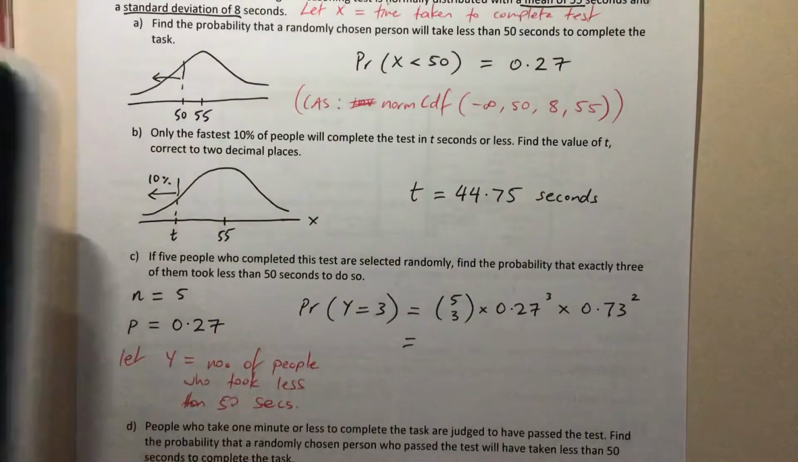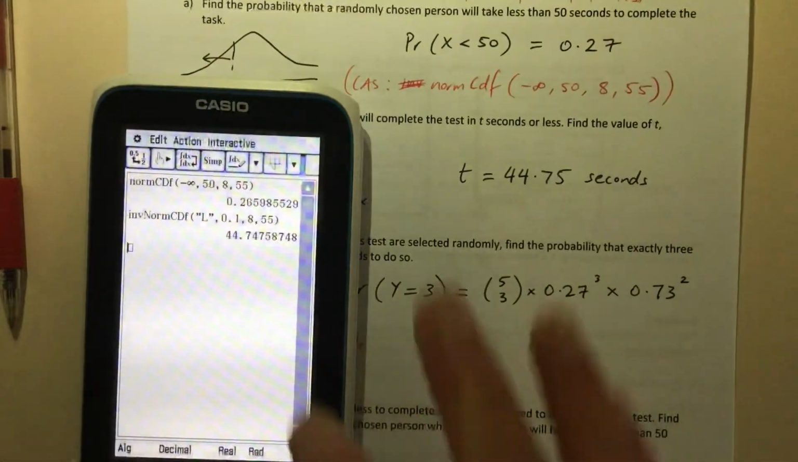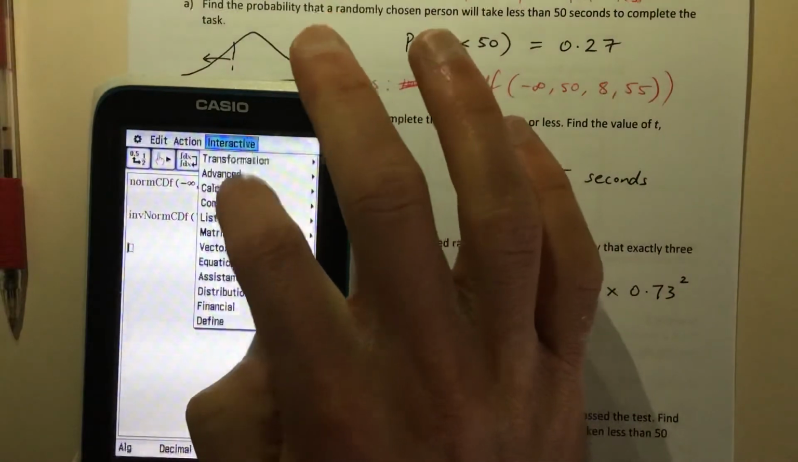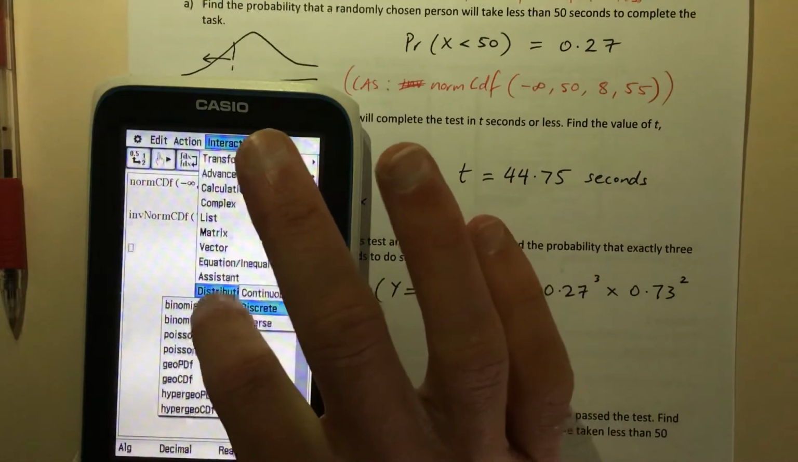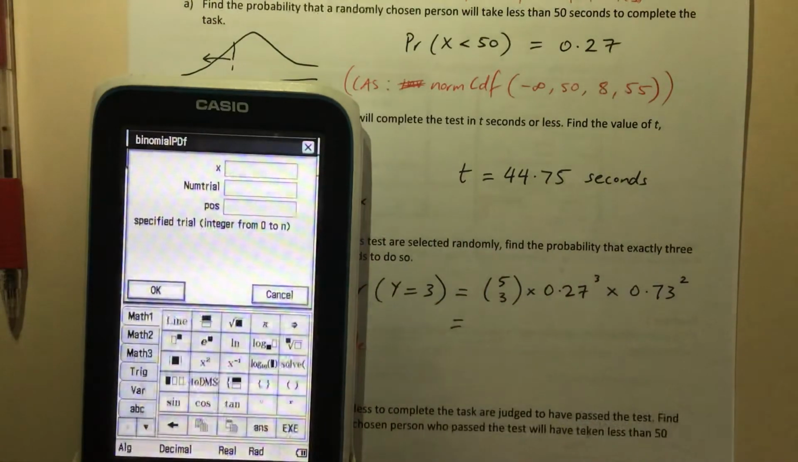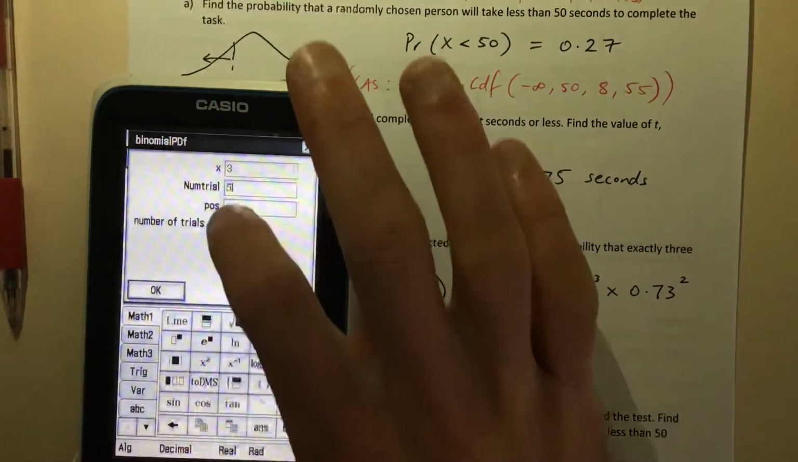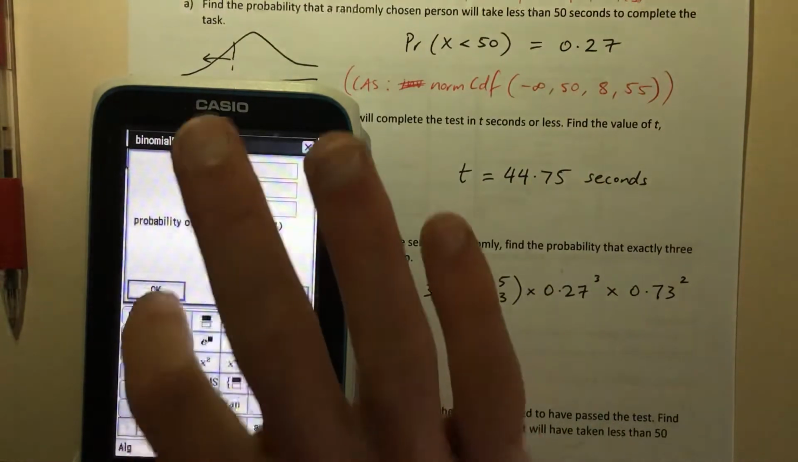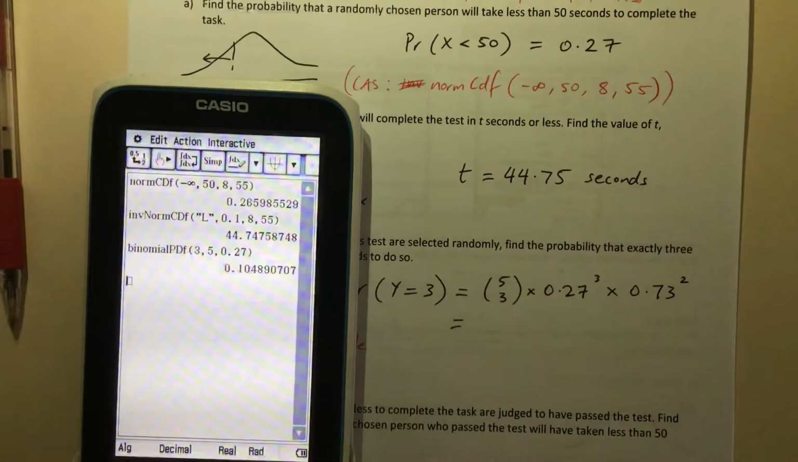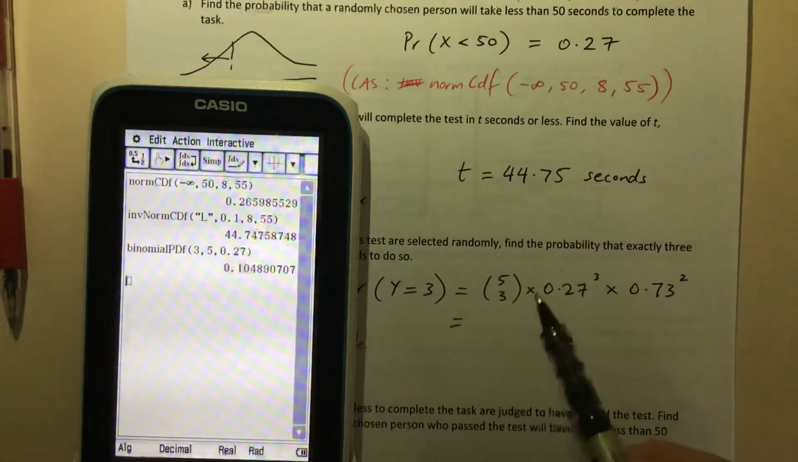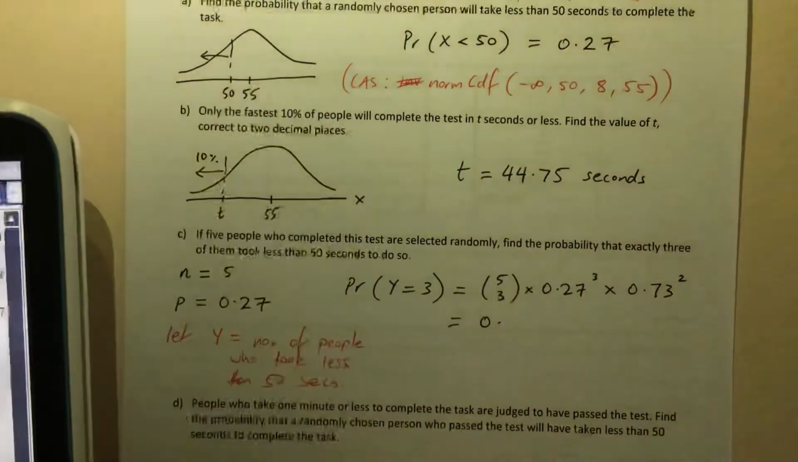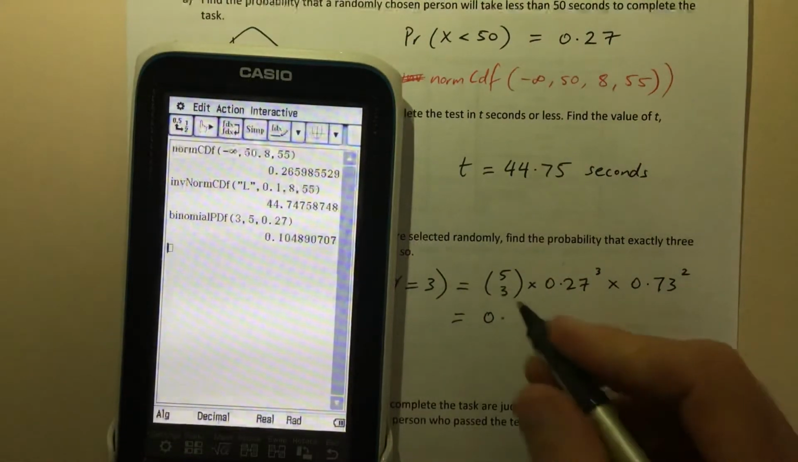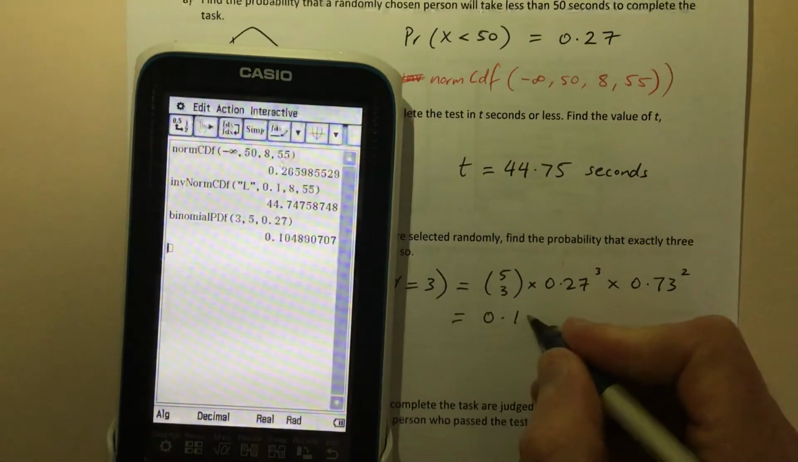But if you remember back to our binomial questions from chapter 14, if we've got our calculator available, which we will most of the time, then it's going to be interactive, distribution, discrete, and then binomial PDF, because in this case we wanted exactly 3 successes. So the x value is 3, that's how many successes. Number of trials is 5. Probability of success is 0.27. And so the probability that we'll get 3 people out of 5 who have taken less than 50 seconds is equal to, now again, bad example on my part. I didn't tell you what to round to. So let's go to 3 decimal places this time, 0.105.